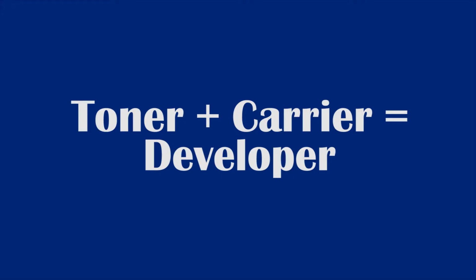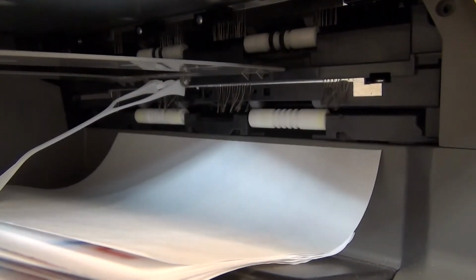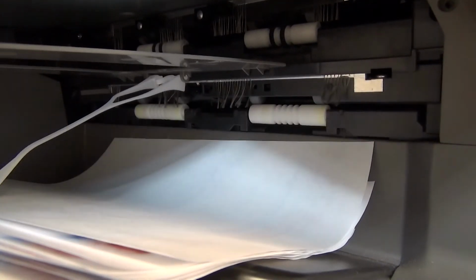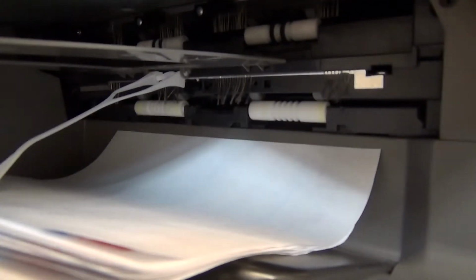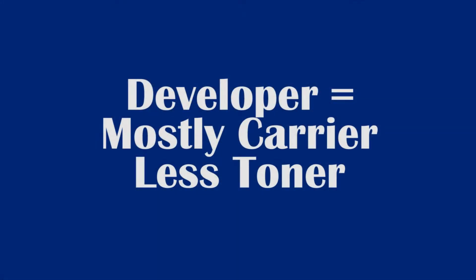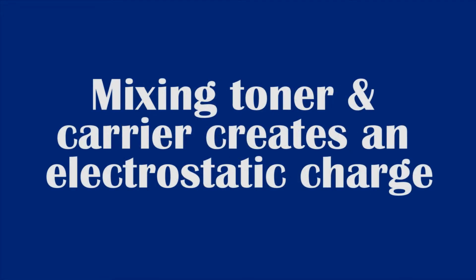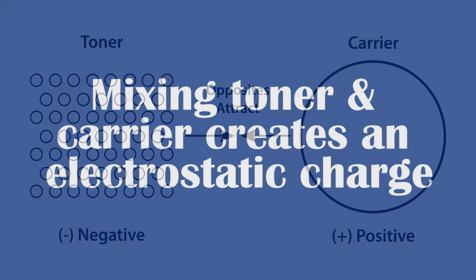The combination of toner and carrier is called Developer, which is used to create images on paper during the xerographic process. While toner's role is critical in this process, carrier is equally important. Typically, Developer is made up of mostly carrier and less toner. Mixing the toner and carrier is required in order to create an electrostatic charge on the toner's surface to transport the toner to where it needs to go within the imaging device.